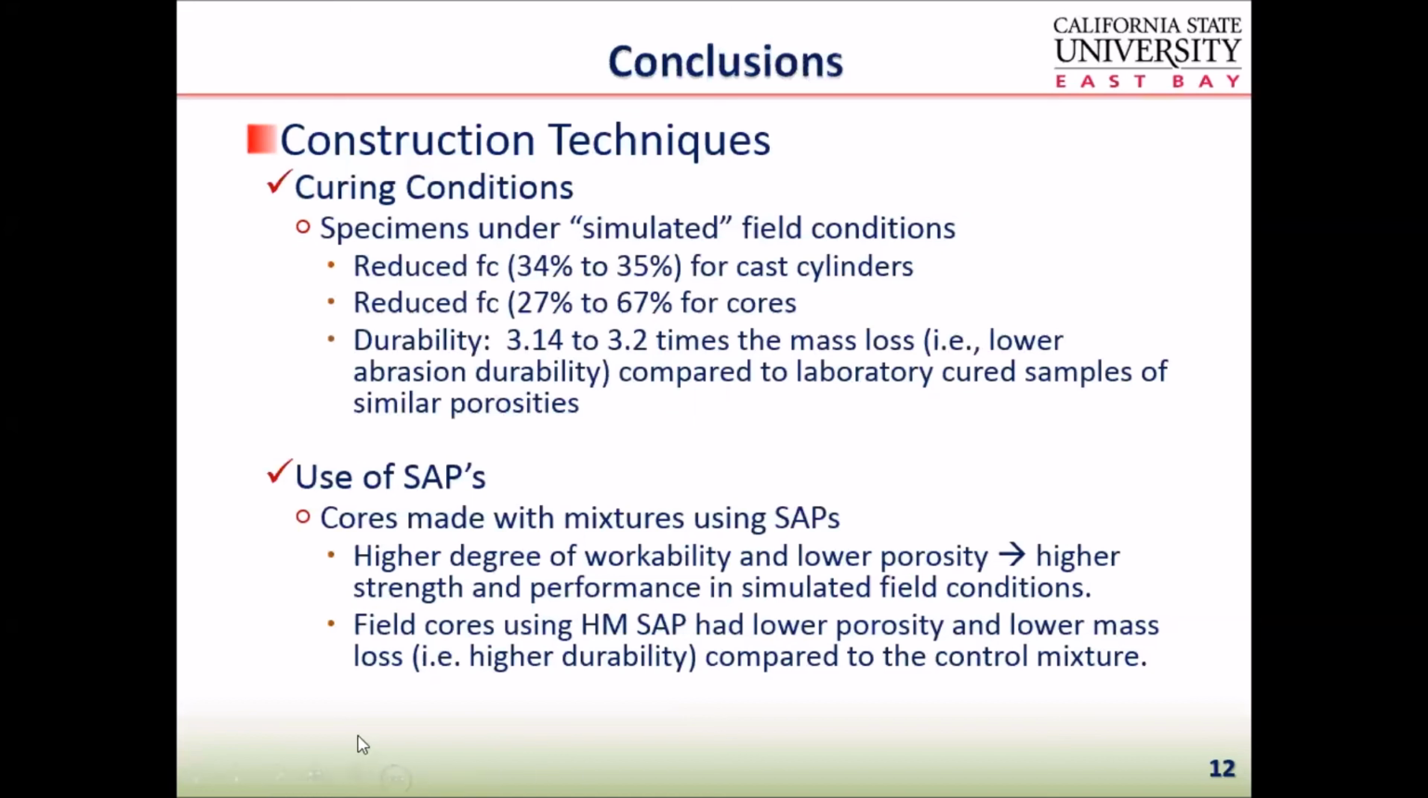The preliminary data on SAP indicates that it can give you a material that has a higher degree of workability, which can lead to lower porosity, and that can lead to higher strength, but that can also lead to slightly less permeability. So more research is needed in that particular area.